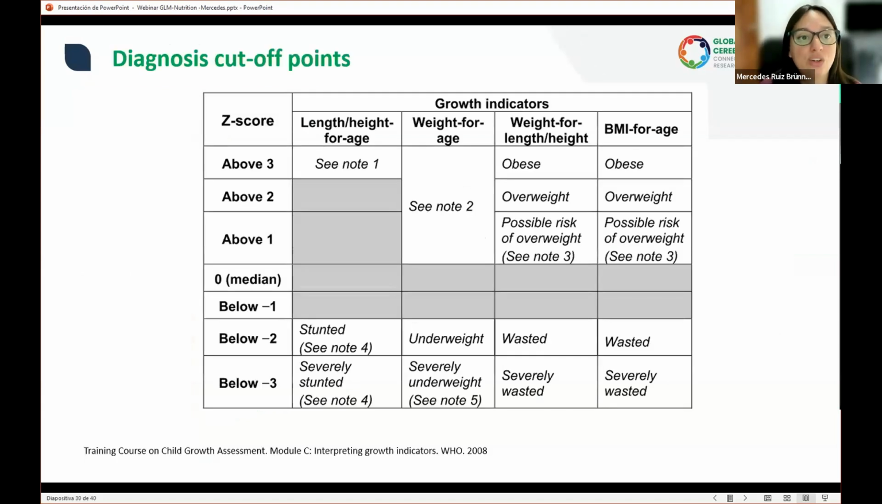These are the diagnosis cutoff points that we should consider. These are from the WHO's training manuals that are really interesting to have and read. So I recommend it. So we will diagnose the children as stunted, underweight, wasted, and severely wasted, and underweight or stunted.